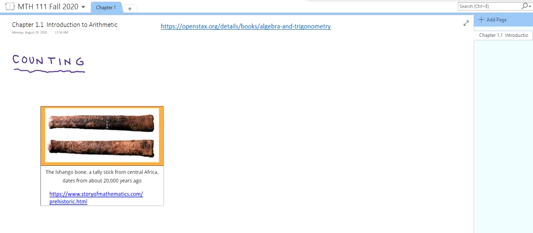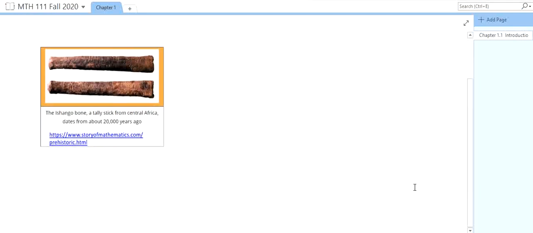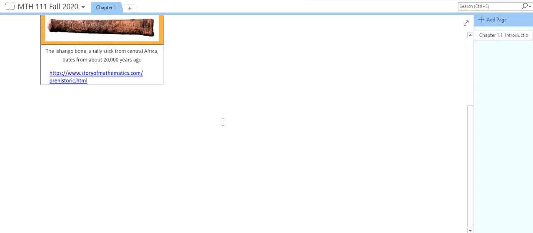Now, what's interesting about this is they even seem to possibly be grouped. So there might have been some more advanced type of counting than we thought, perhaps that long ago. It wouldn't surprise me at all.